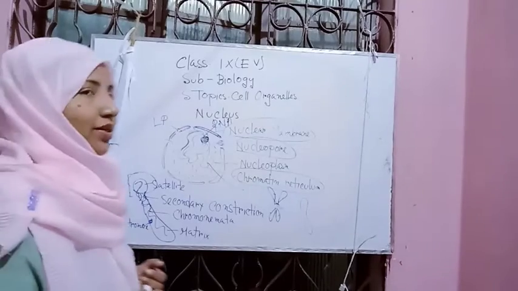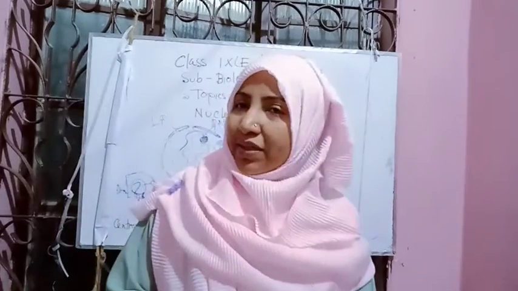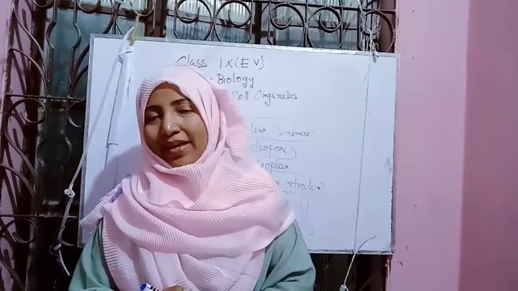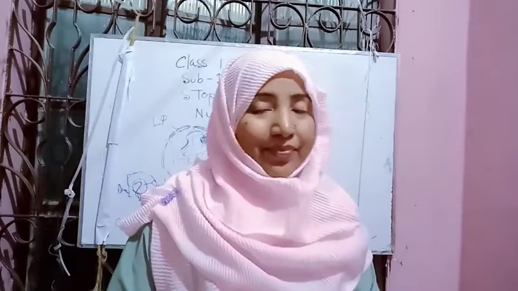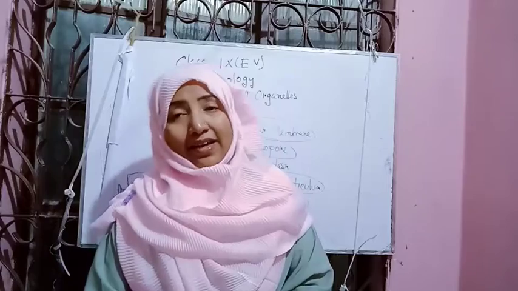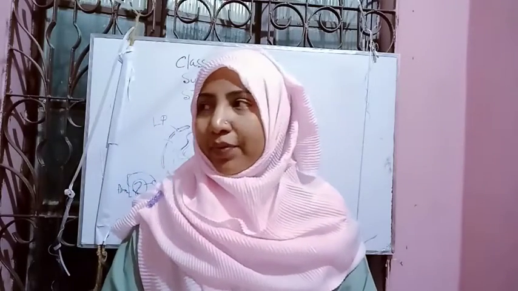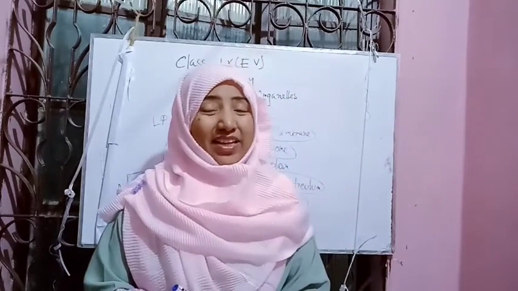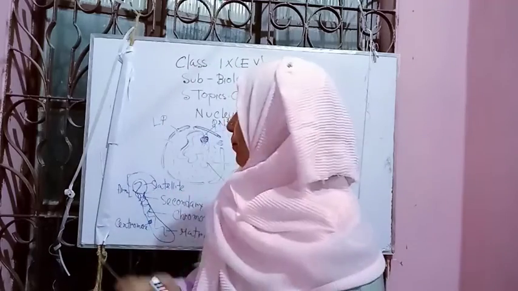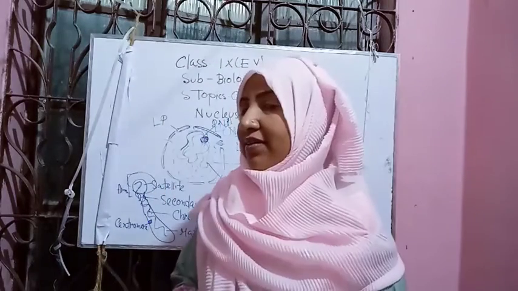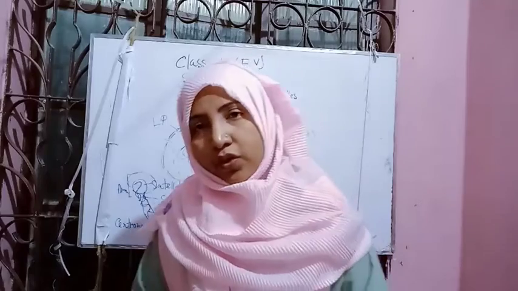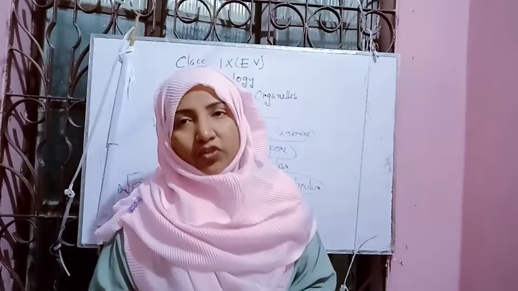So my dear students, it is a very important topic today. I have just selected the hereditary materials. Here are the hereditary materials, and another name is the brain of the cell. It is a very important topic. Here is the brain of the cell. The other name is nucleus. To my dear students, I think that's all for today.